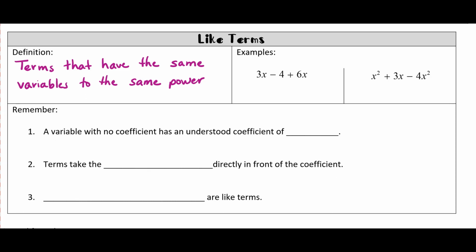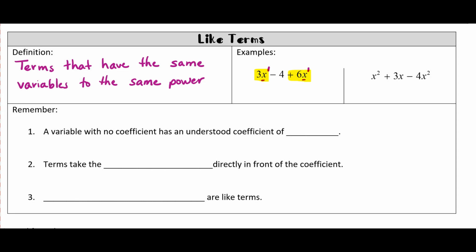So if you look over here to the right where we have 3x minus 4 plus 6x, the first term, 3x, and the third term, 6x, both have the same variable, the variable being an x. Now, those x's also have the same power. Anytime a variable or a number doesn't have a power written, it is understood to be a 1. So this x has an understood power of 1, which means 3x and positive 6x are like terms. Negative 4 is not a like term because it does not have an x to a first power.